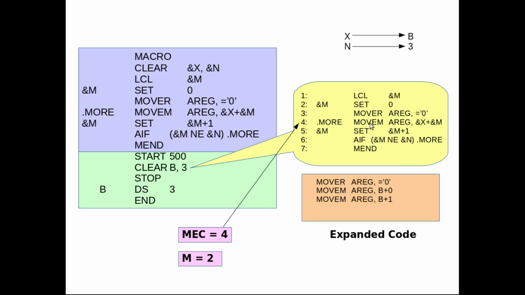And when we process statement number 4, again the model statement will be generated, x will be replaced by b, but this time m will be replaced by 2, and hence this is the line that will be generated. And that completes processing of statement number 4. MEC will be incremented to 5. We increment m, so m will become equal to 3. That's the end of processing for statement number 5. So MEC will be incremented to 6, and now we check the value of m and n.